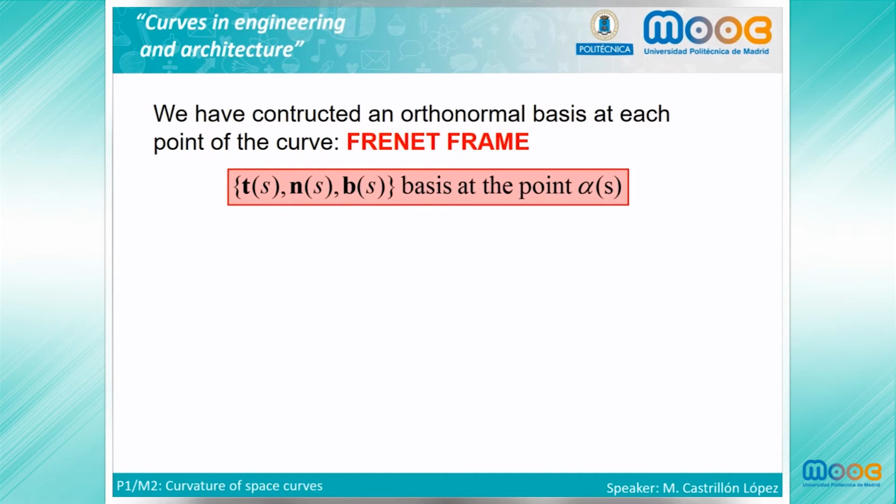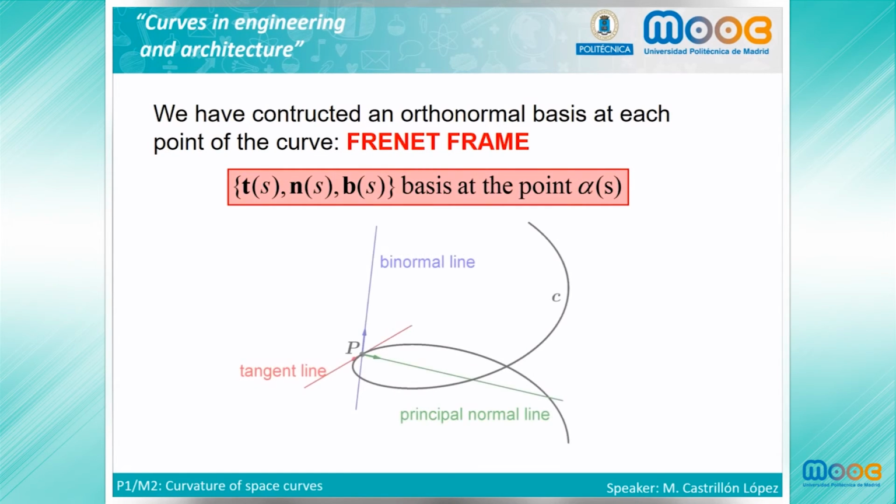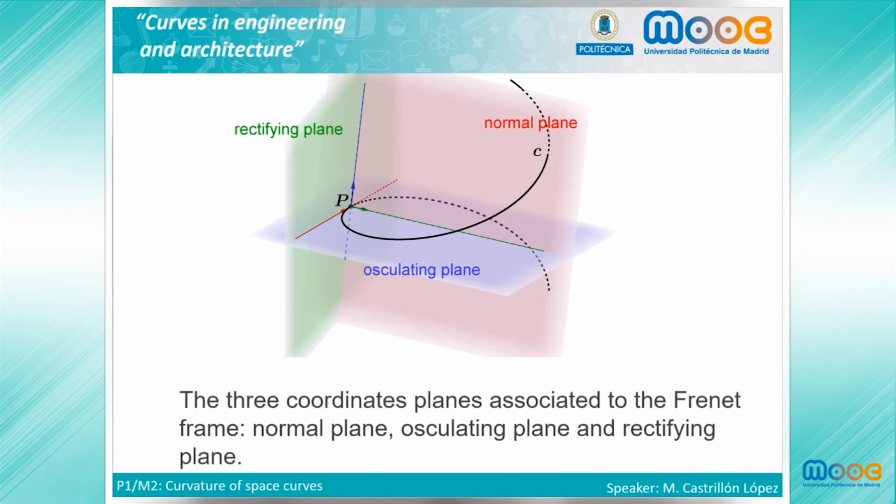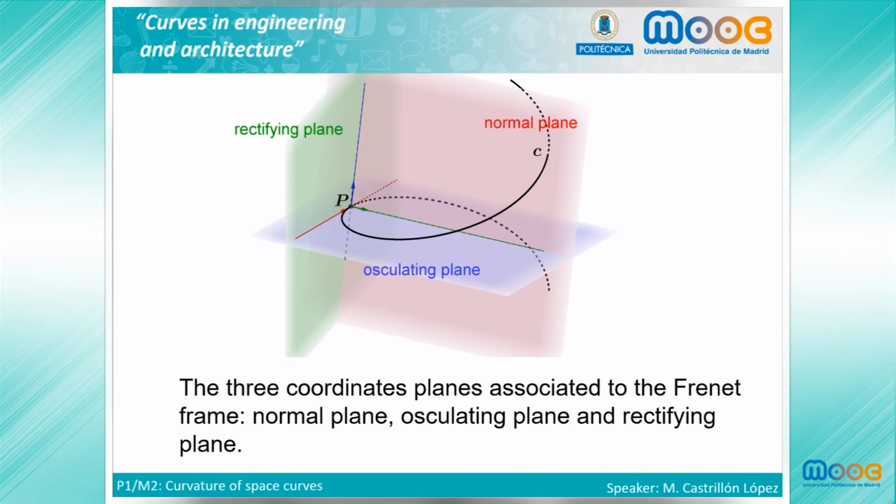The corresponding axes are the tangent, the principal normal, and the binormal lines. The three coordinate planes associated to the Frenet frame are the normal plane, the osculating plane, and the rectifying plane. This last one is the plane spanned by the tangent and the binormal vectors.